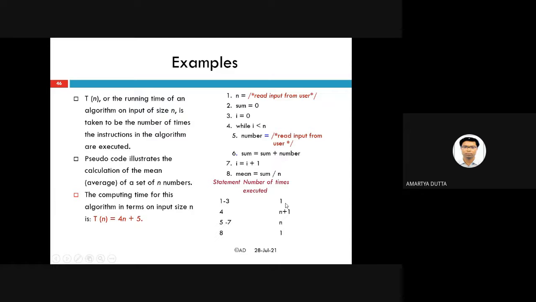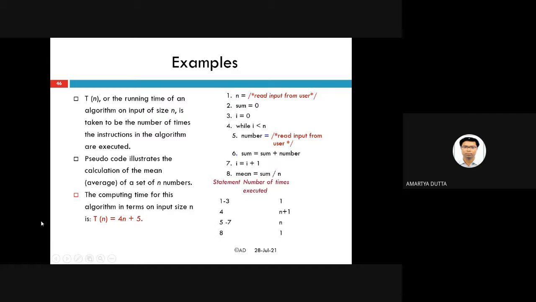So 1, 3, this is 3. 3 plus 1, 4 plus 1, 5. That is, the constant is 5. Okay. And why 4n? Why 4n plus 5? 5 is just 3 lines, 1, 1, 1 plus 1, 4 plus 1, 5. Why is 4n there? T(n) is equal to 4n plus 5.